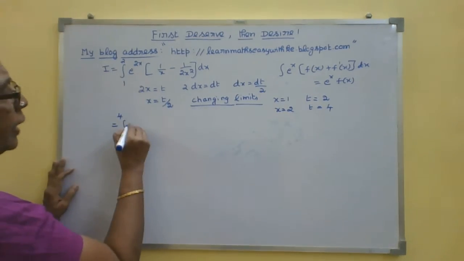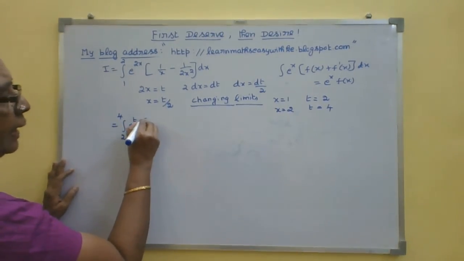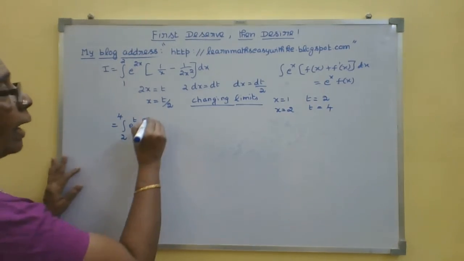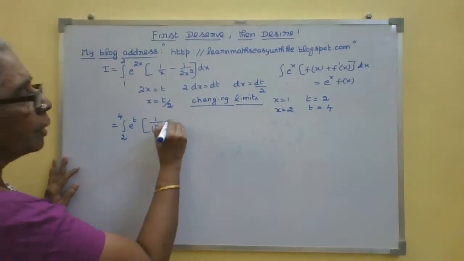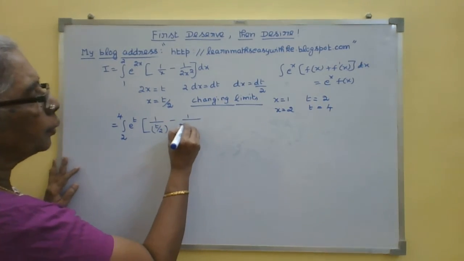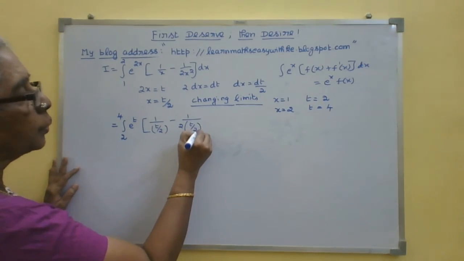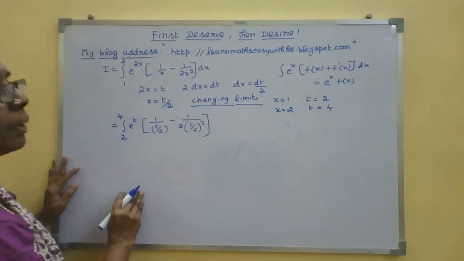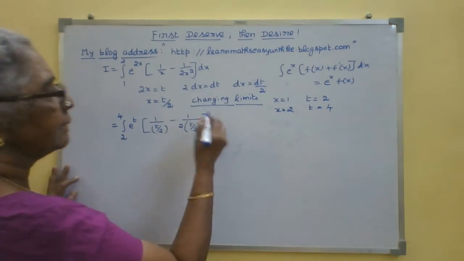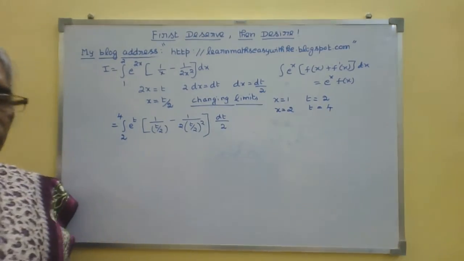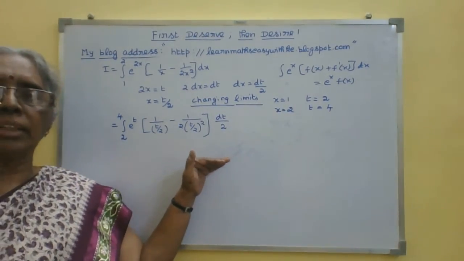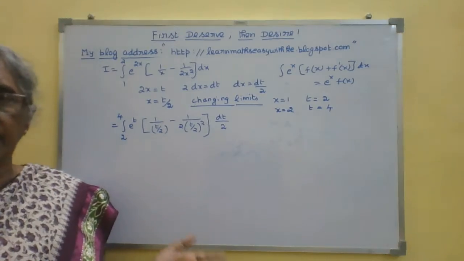This e power 2x will now become e power t. Have this bracket. 1 by, what is x? X is t by 2 minus 1 by 2 into t by 2 the whole square. Close the bracket. Then dx is dt by 2. Okay. So now we have substituted everything and we have converted this sum in terms of t and dt.